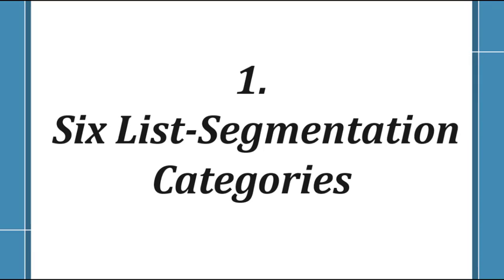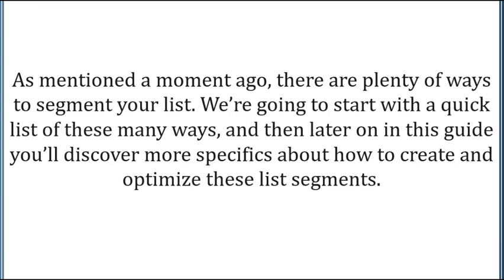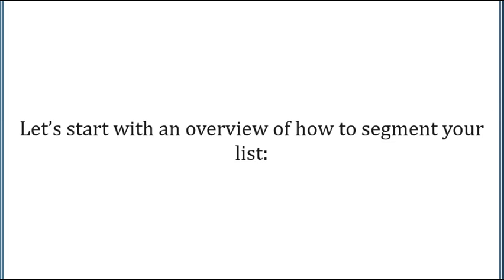First, 6 list segmentation categories. As I've mentioned a moment ago, there are plenty of ways to segment your list. And we are going to start with a quick list of these many ways, and then later on in this guide, you'll discover more specifics about how to create and optimize these list segments. Now, let's start with an overview of how to segment your list.